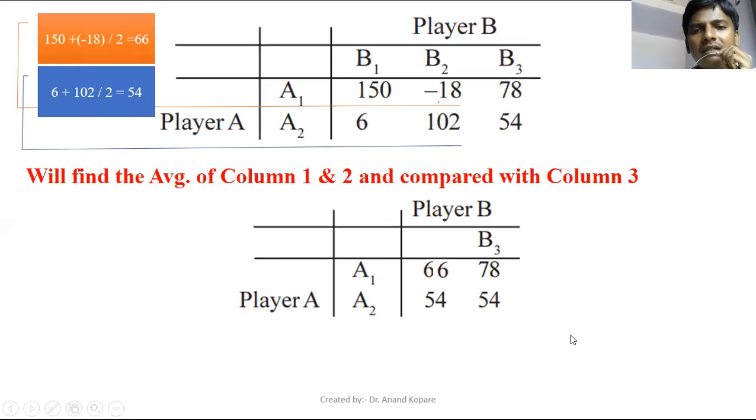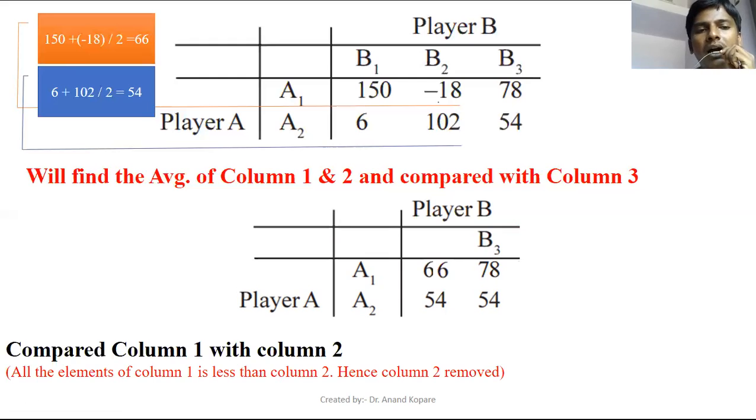So here we can see 66 is less than 78 and 54 is equal to 54. Hence, you can remove column number B3. It means all the average values are less than or equal to column B3. Hence, you can remove B3. So after comparing column number 1 with 2, we can come to know all the elements of the average value are less than column number 2. Hence, you can remove column 2.